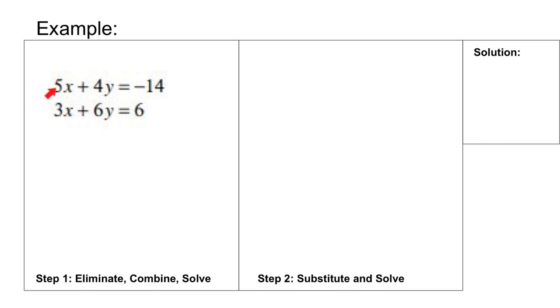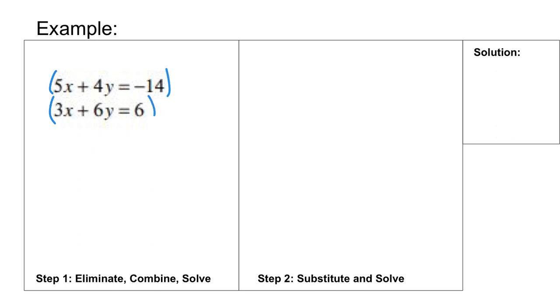So if I look at 3 and 5, I know that I could turn them both into 15s pretty easily. Or 4 and 6, I could turn them both into 12s pretty easily. So I can go with either option, and I'm going to get the same answer regardless. So I'm going to go with the x's this time.